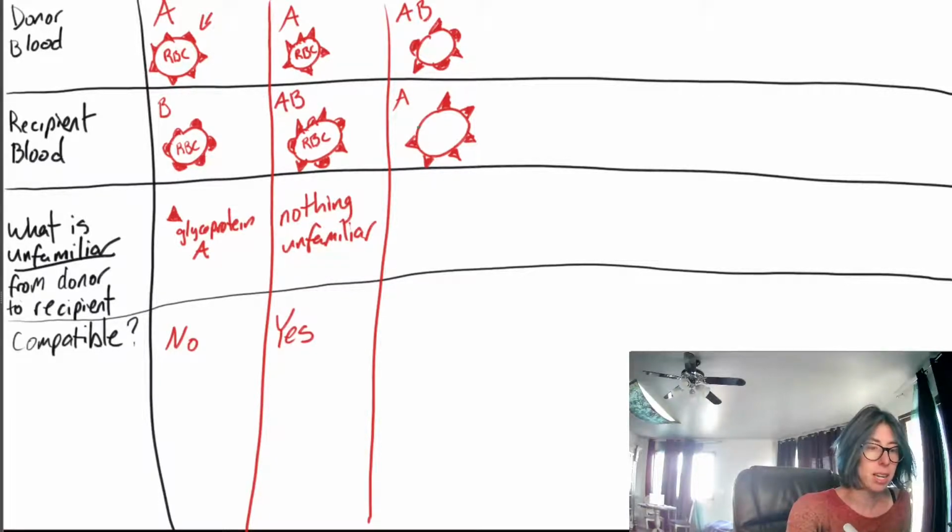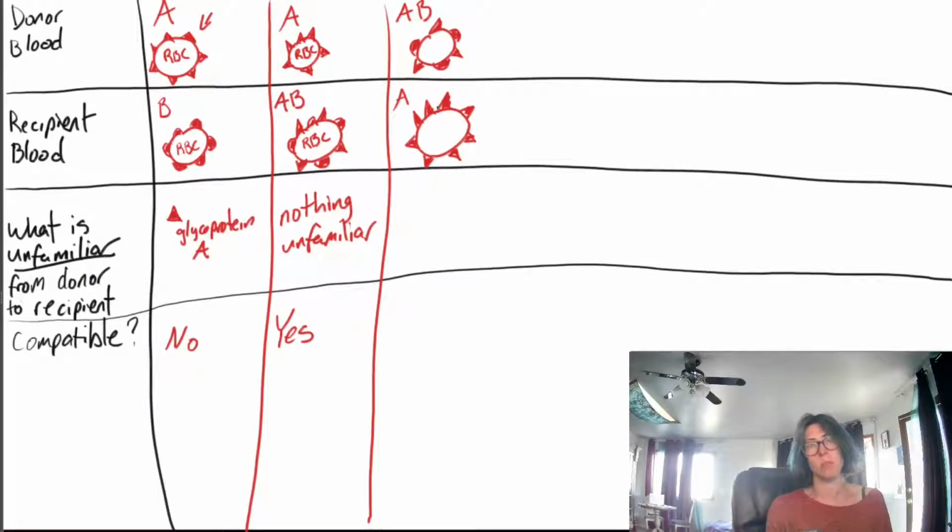Now in the last scenario, the blood types were compatible for transfusion. But what if we switch which one was the donor and which one was the recipient? What happens now? Well, now let's ask our question again. What is unfamiliar from the donor to the recipient? Well, let's look at the donor's blood. They have glycoprotein A. The recipient also has glycoprotein A. So the recipient is familiar with glycoprotein A.